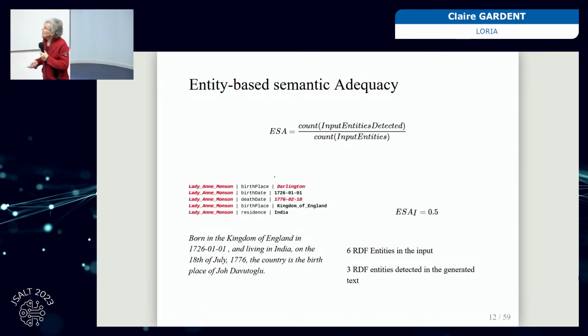Okay, so once we have this algorithm, we can compute what we call entity-based semantic adequacy, which is simply the proportion of entities in the graph which have a mention in the output text. So in the example we had before, we had 6 entities in the graph. 3 of them were mentioned in the generated text. So we have an entity-based semantic adequacy of 50%.